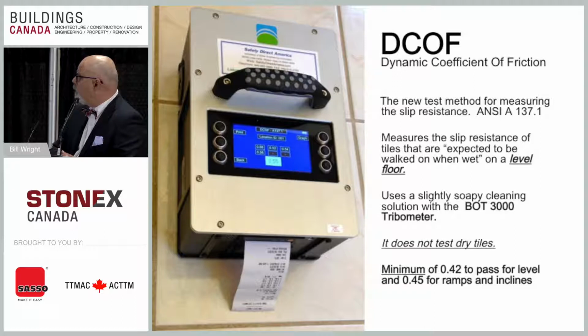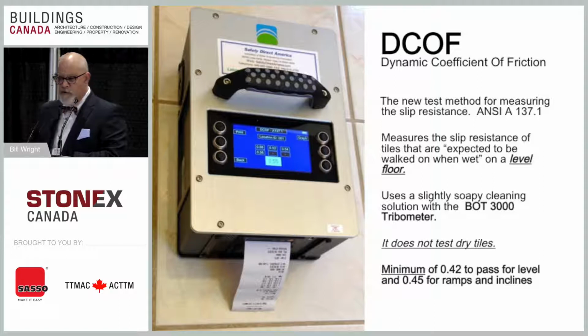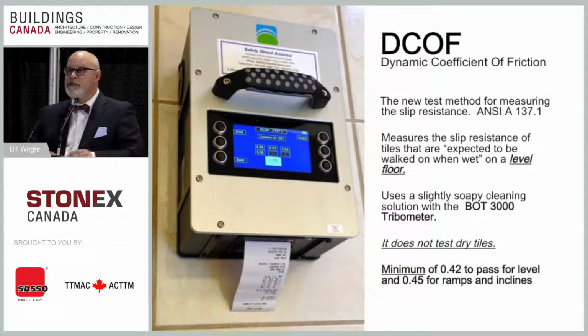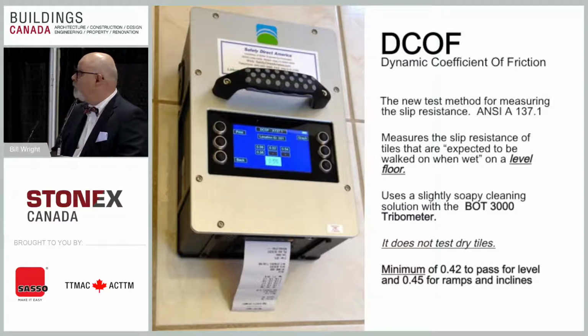Generally, we're looking for minimum pass of better than 0.42, and for ramps and inclines, we're looking for better than 4.5. This applies to hardwood, tile, stone, any hard surface is now covered under ANSI A137.1. I know a lot of manufacturers can get you this test data. A lot of people put it on their sample boards. There is no correlation between this and the previous test method. There is no relation. This machine more emulates how people actually walk, and we're finding much better results with it.